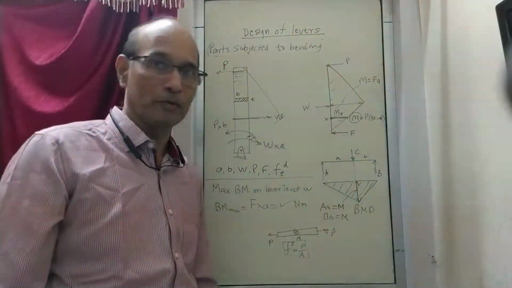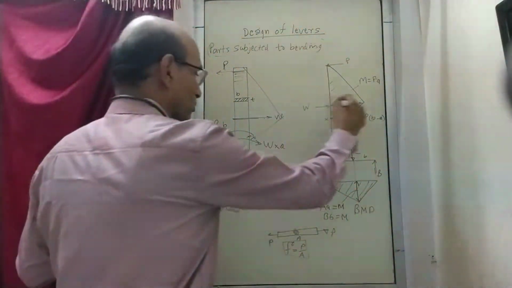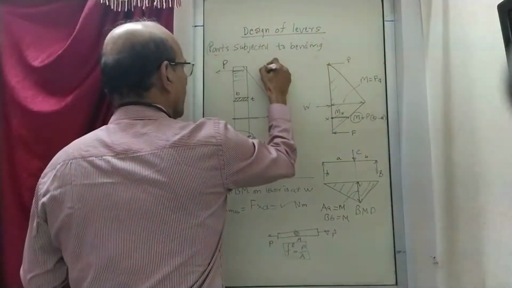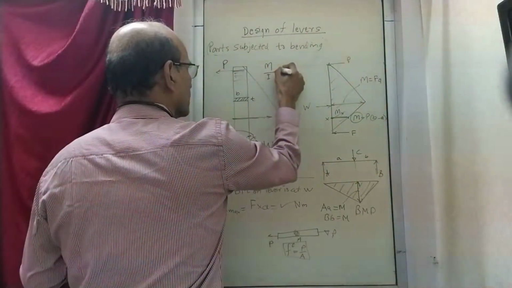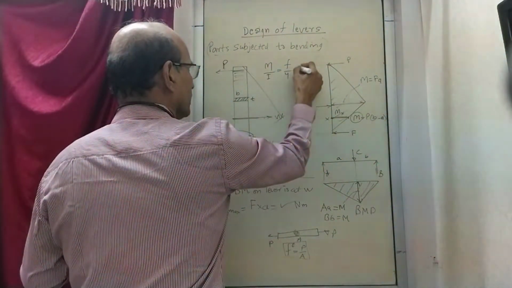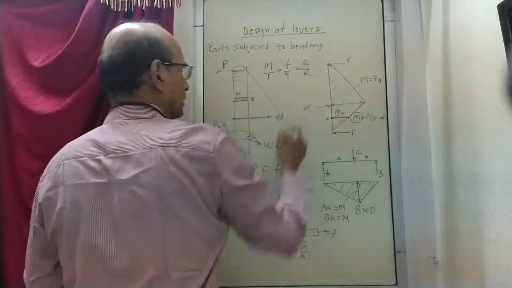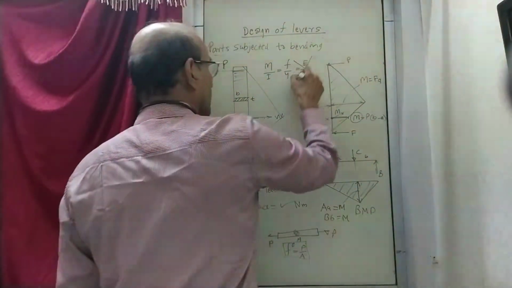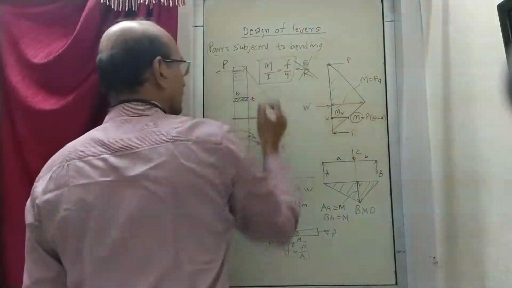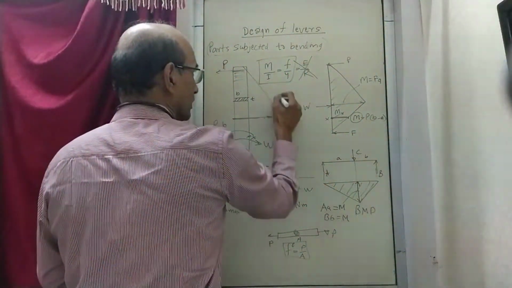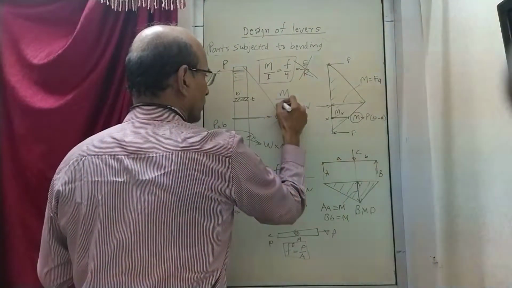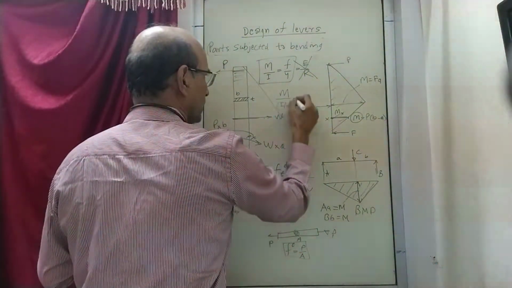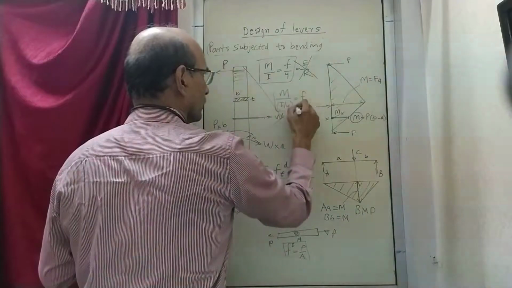So what is that formula? If you remember, sometime back we have written M upon I is equal to F upon Y is equal to E upon R. This formula we have written earlier. Out of that, this part you forget at the moment. Look at only this part, and in this part if I bring Y here, then it becomes M upon I by Y is equal to F.